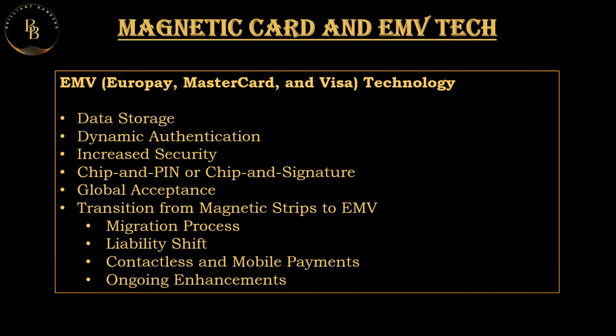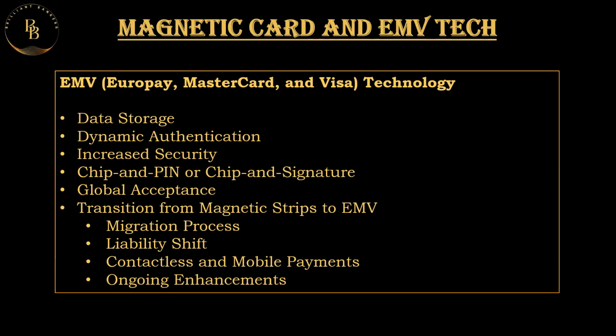It also increases the security by significantly reducing the risk of cloning and skimming. Because the risk of cloning and skimming was in the case of the magnetic strip, but not in the case of the EMV technology. So EMV technology makes it more challenging for fraudsters to create counterfeit cards. They don't say that it is not possible, but it is a bit difficult when compared to the magnetic strip cards.